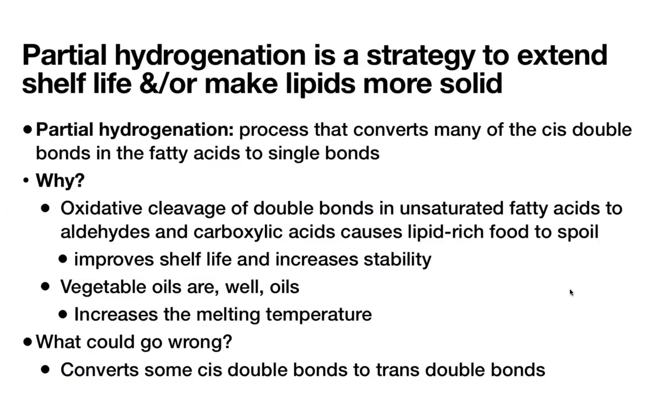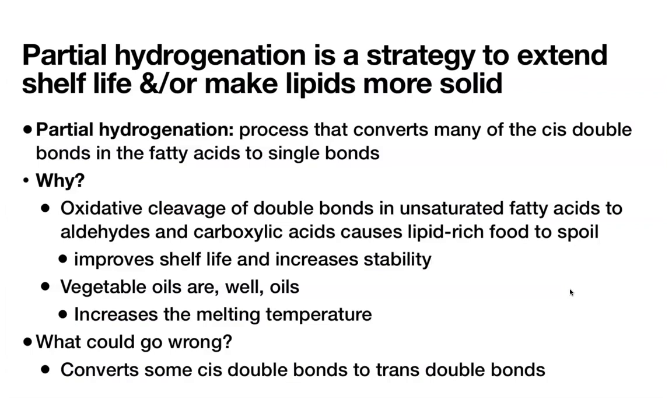But what could go wrong? Well, you wouldn't want to change all of those double bonds to single bonds, because then you would have something that was just like a solid rock. It wouldn't be very useful for your cooking. You need something that's kind of solid, but more slippery, something you can actually work with. And so typically the hydrogenation isn't done fully, instead it's only done partially.